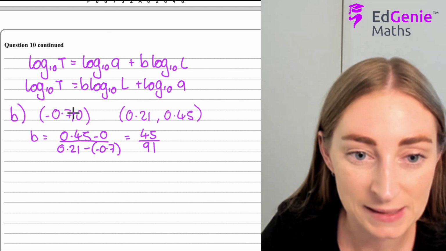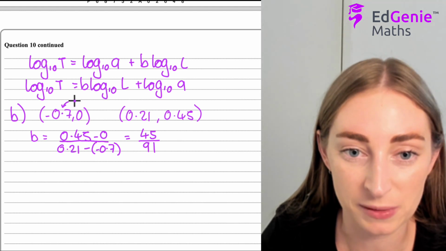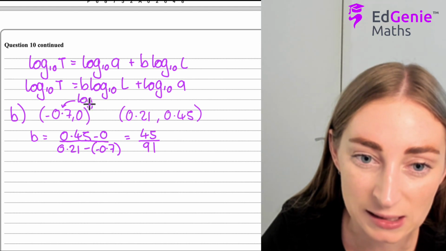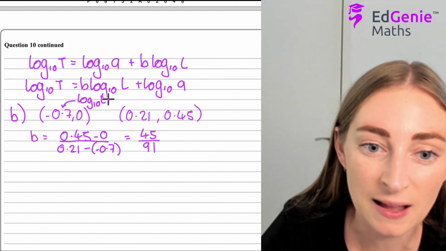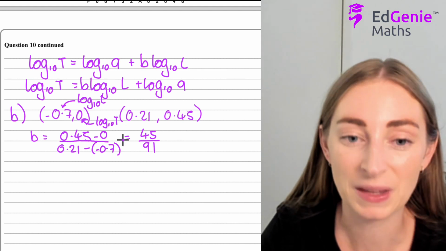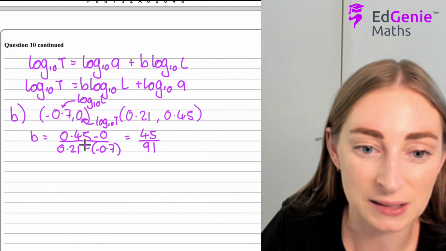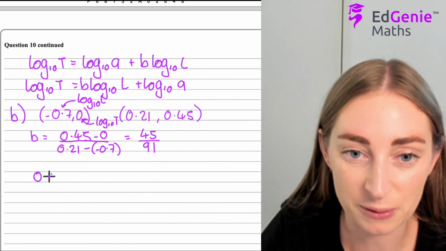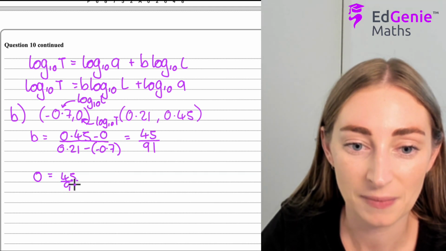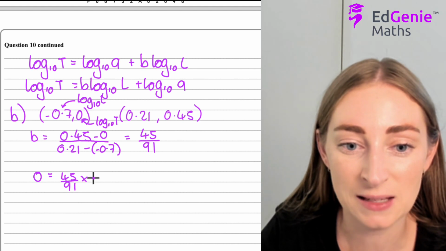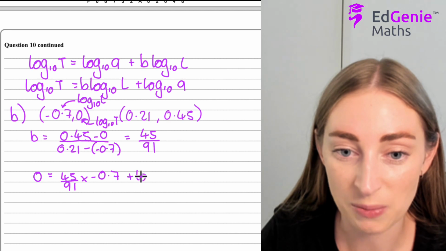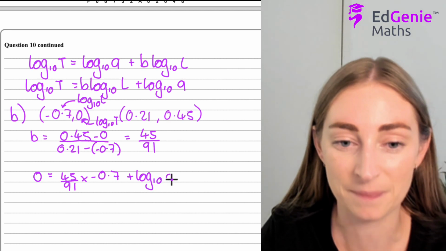So this here, negative 0.7, that's going to be your, like, the x-axis. So that's going to be log to base 10 of L. And then the 0 is going to be log to base 10 of t. So we can substitute this in. So it's going to be 0 equals b multiplied by negative 0.7 plus log to base 10 of a.